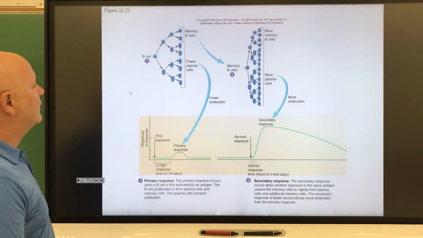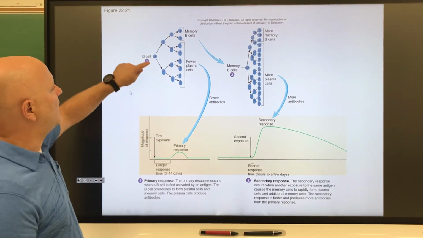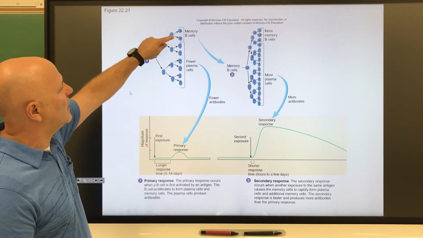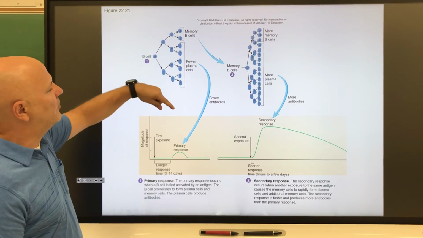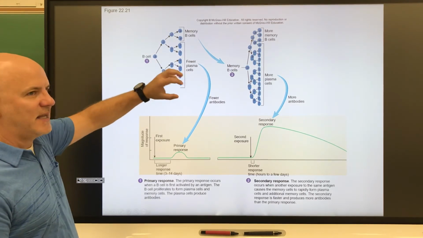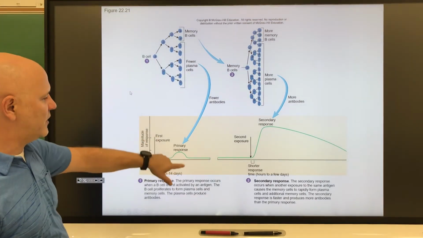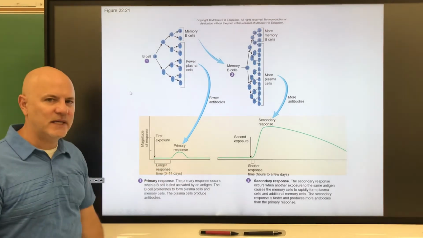Okay? So this is showing primary response. There's a B cell. We only make a few memory cells and a few plasma cells there. These are going to release the antibodies. All right? And so there's our primary response. So it takes about 2 weeks to get over that.